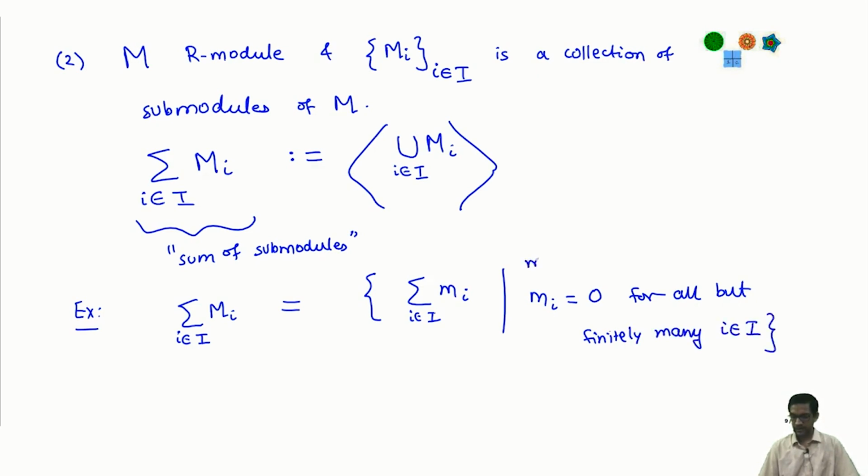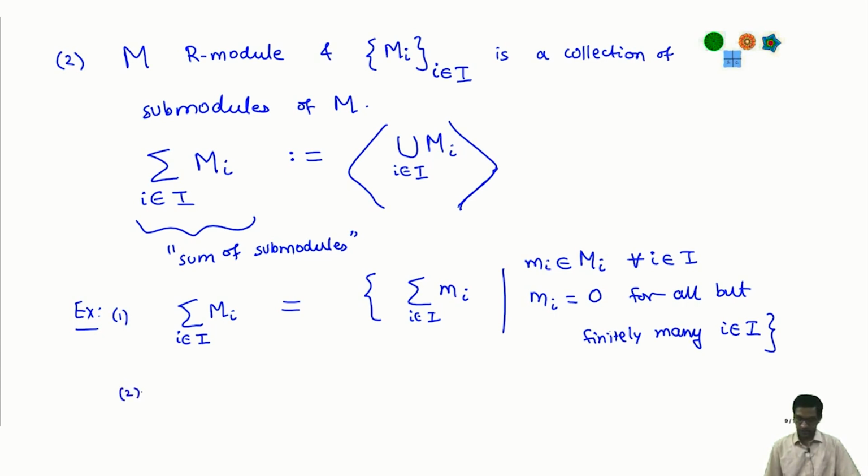And the m_i's belong to capital M_i for all i. So it's finitely supported sums, if you wish, or finite sums of elements from each M_i. So prove that these two are the same. So what we gave as the definition and this alternative description are actually the same set. That's an easy verification.